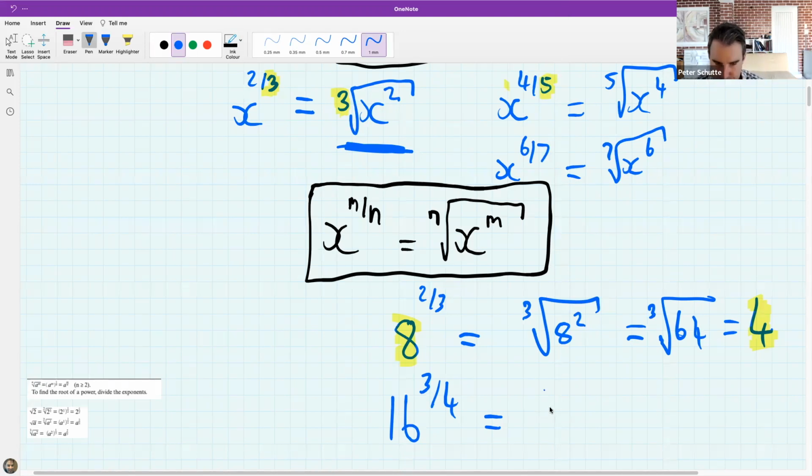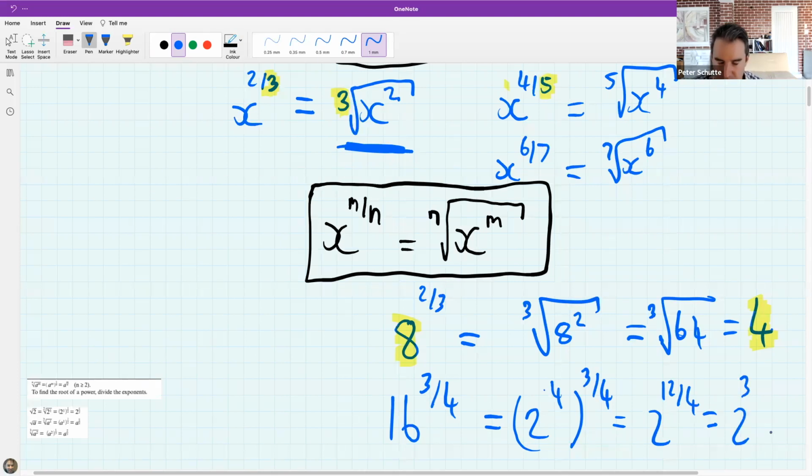I first took the 16 and put it in its prime factors, which is 2 to the power 4. And then I multiplied the exponents, 4 times 3/4, which gave me 12/4. So you get 2 to the power of 12/4, which is 2 to the 3, which is 8. Yeah. And if we were writing it, we don't have to write it in root form, but if we were writing it in root form, it would just be that. Just so we're comfortable switching between the two.